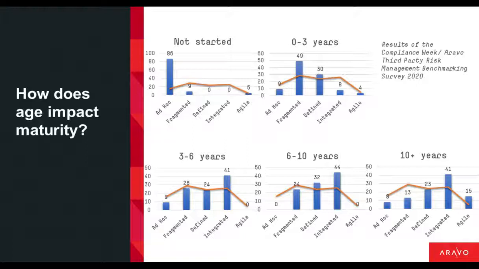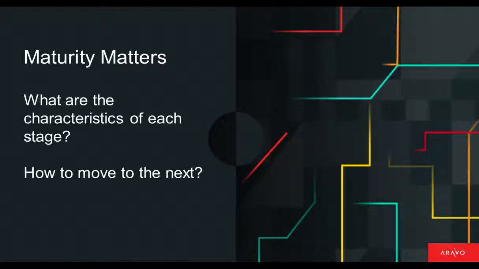You don't want to have a program in place for that amount of time and not be at a more mature level than that. And I think, as we look at these results in aggregate, what they're really starting to tell us is that maturity takes both time and attention. So now let's dive into the stages themselves. I'm going to go a little bit deeper into these, talk a little bit about the characteristics of each stage and how to move to the next.